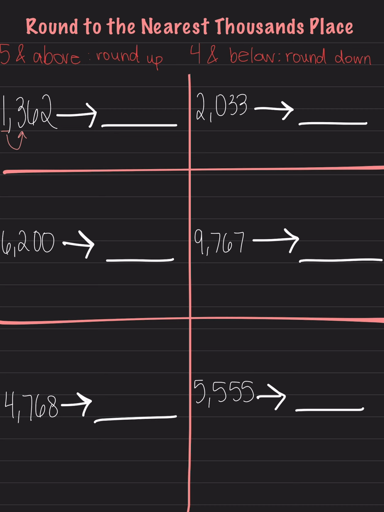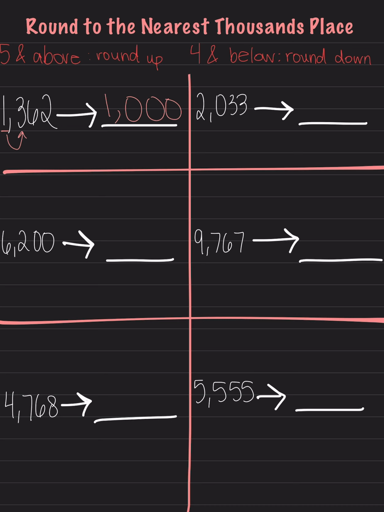Rounding down simply means I will take this 1 and I will keep it the same. I will put a 1 here. I will then follow it with a comma. Since I have 3 numbers over here, I will replace those 3 numbers with zeros. And now 1362 rounded to the nearest thousands place is 1000.